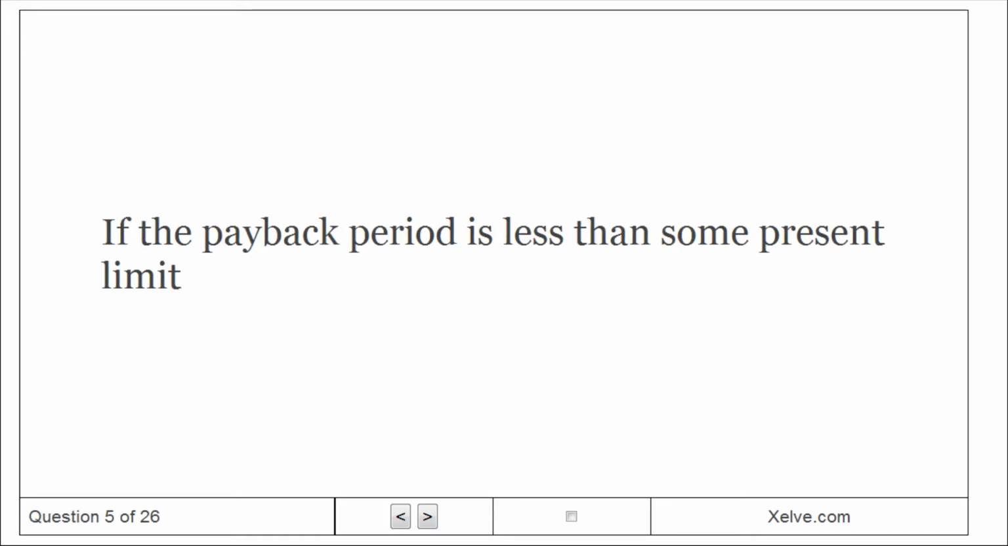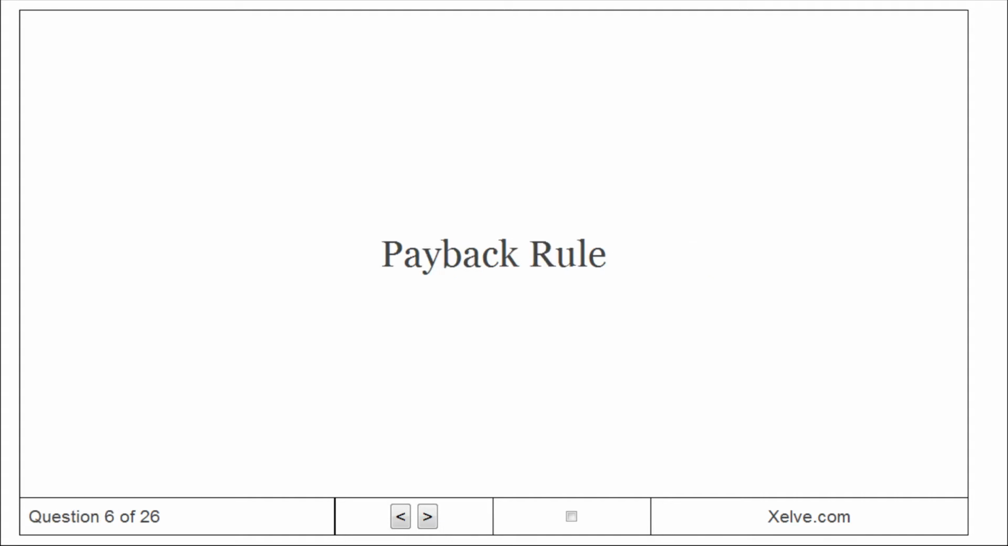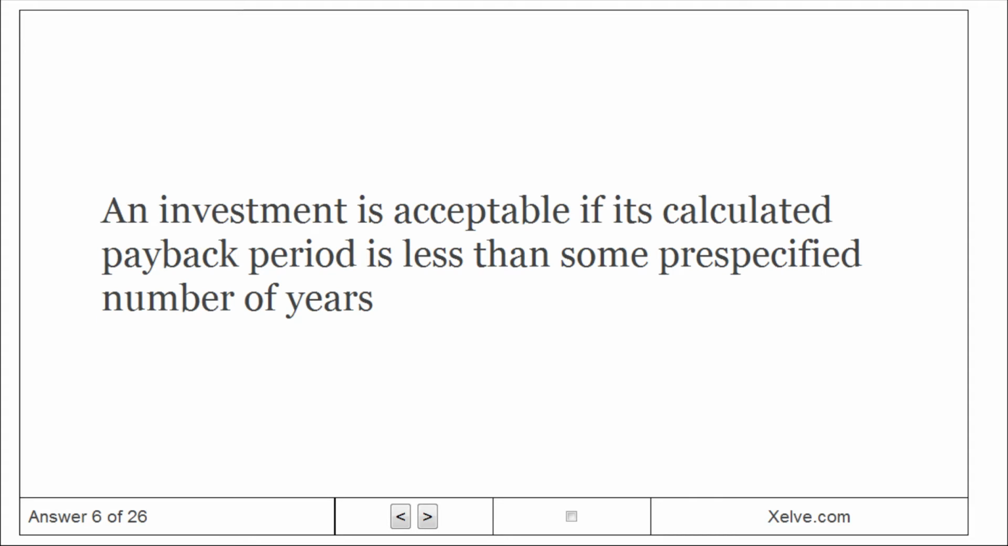If the payback period is less than some preset limit. When do you accept the payback period? Payback rule. An investment is acceptable if its calculated payback period is less than some pre-specified number of years.